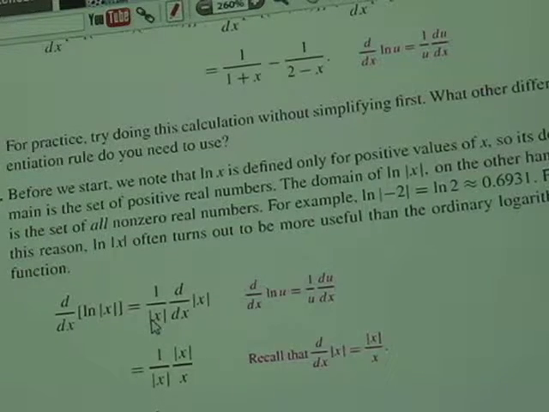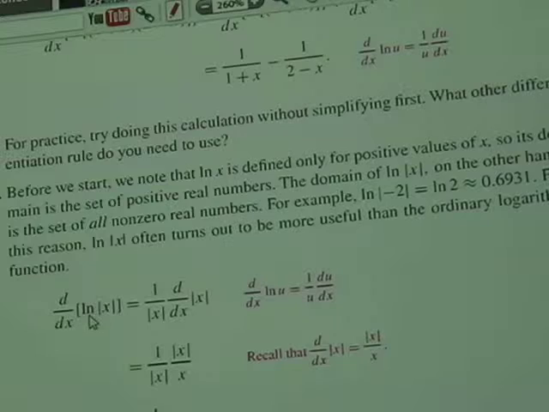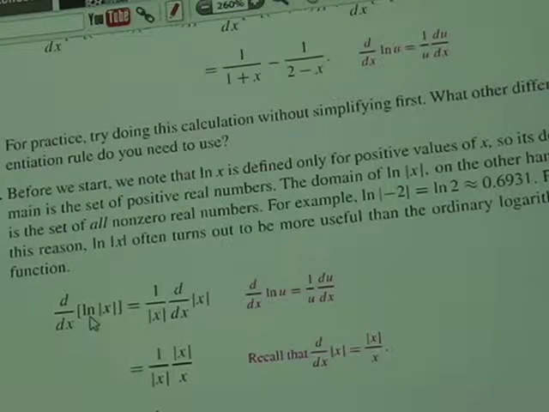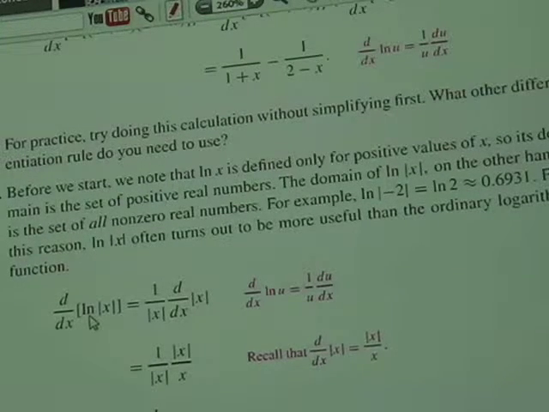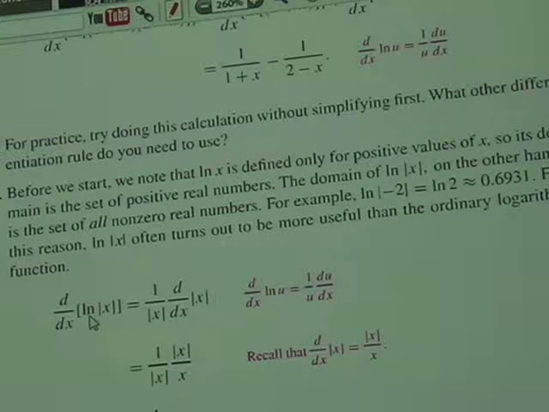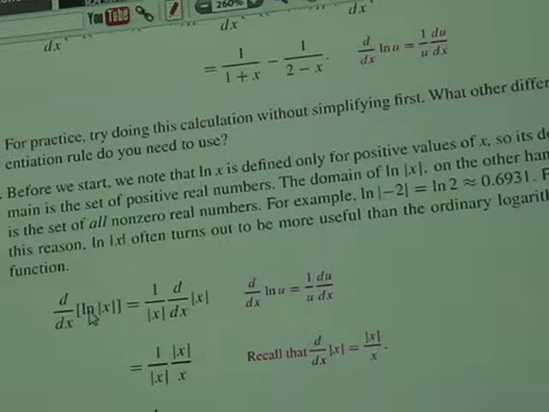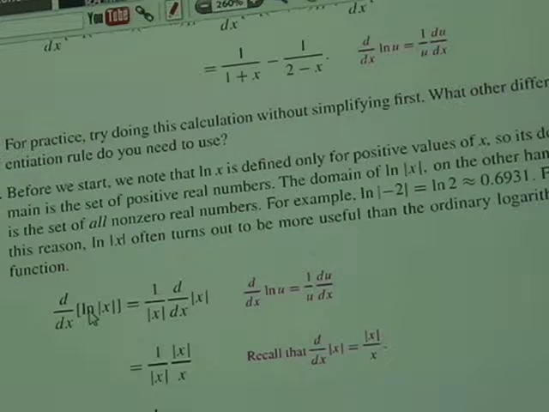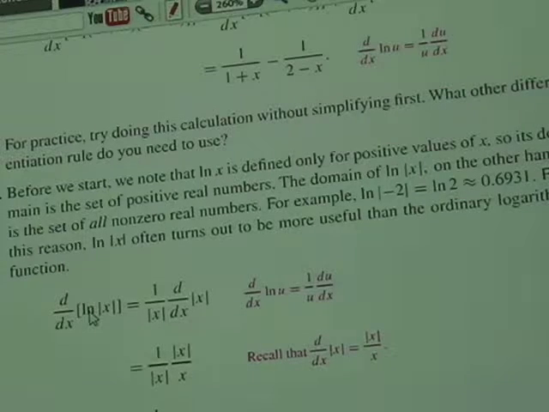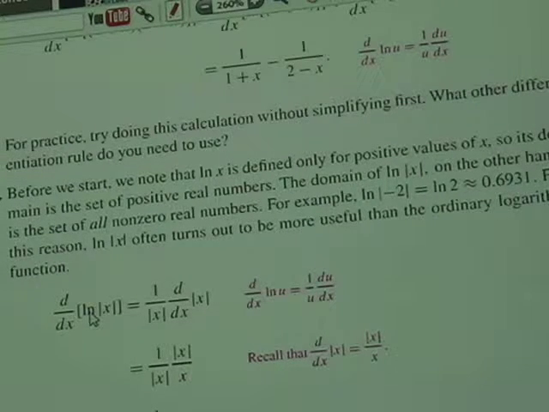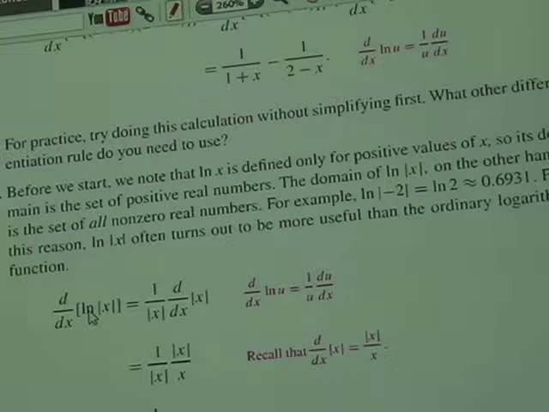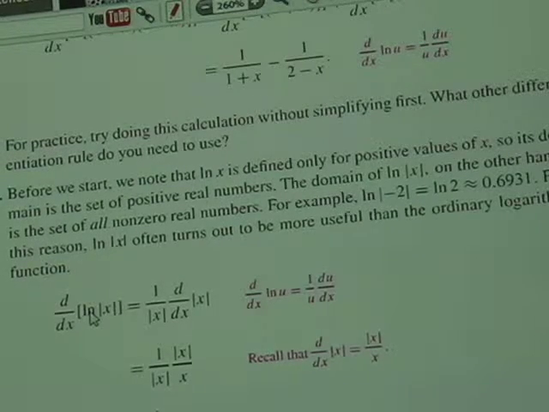So what do I mean by they're using the chain rule? What's the outside function? ln. What's the inside function? Absolute value of x, right? What does the absolute value function look like? It's a V. Like this. This way and this way. It's a V. You know what I'm talking about? So what's the derivative? It looks like this, right?